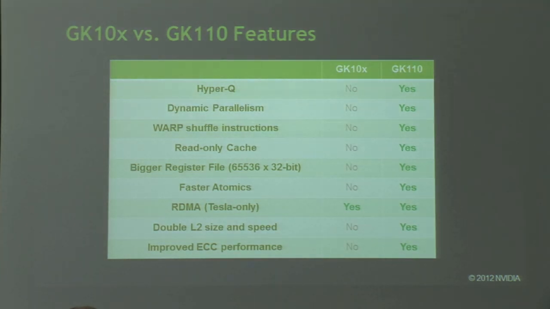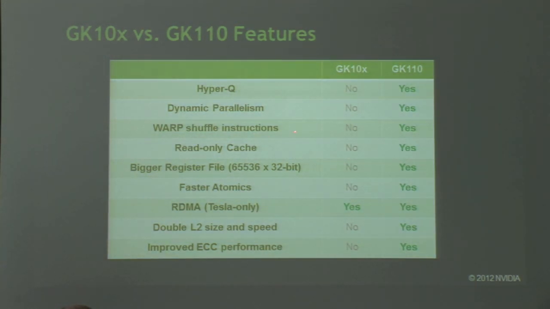This table is just a breakdown. Like I said, GK10X is the first litter out, and then GK110. These are the features available. I'll talk about HyperQ in a minute. That's an important one, and I should have a separate slide on it. But pretty much everything is available on GK110, and is not available on the GK10X except for this RDMA.